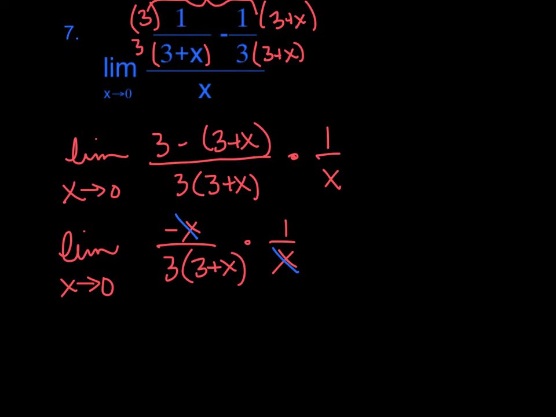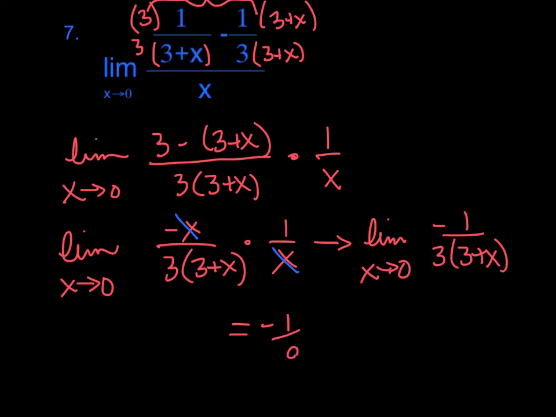Then I'm going to go in this direction now because I'm running out of room. I'm going to have the limit as x approaches 0 of negative 1 over 3 times 3 plus x. Now I can simply plug in my 0. I'm going to take my 0 value here, plug it in here, and simplify that fraction. When I do that, I am going to end up with negative 1/9.